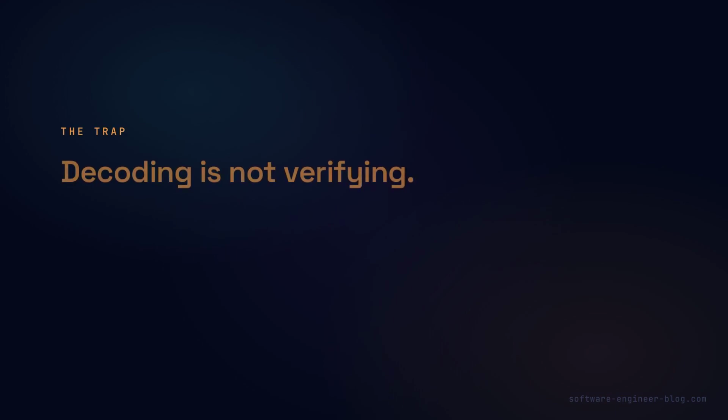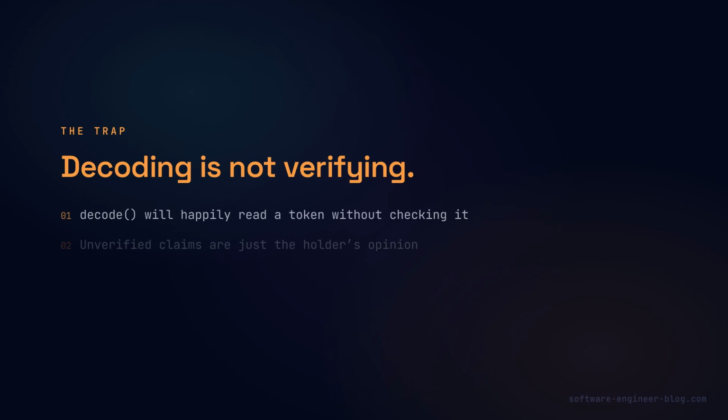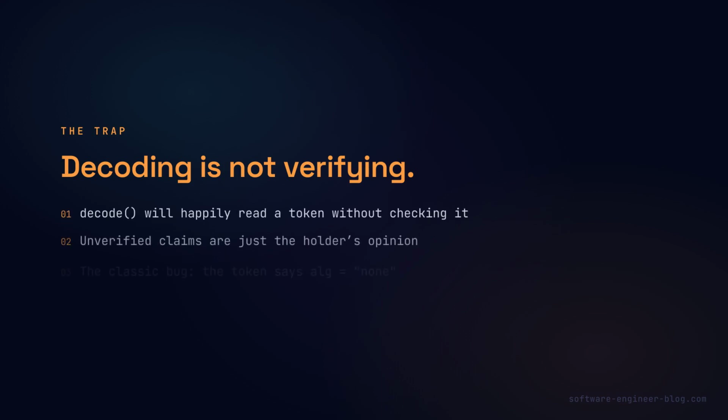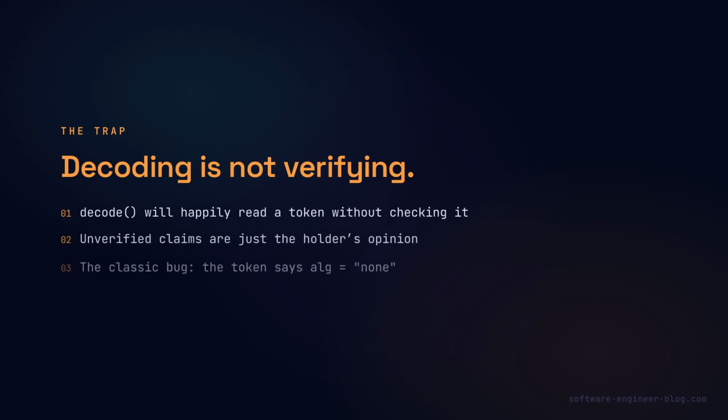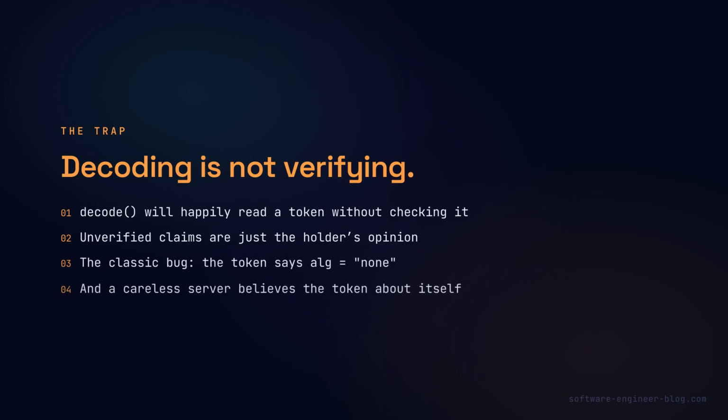And that is exactly where people get hurt, because reading a token and trusting a token are two different operations, and the library will happily do the first one for you without complaining. If you decode without verifying, you are letting whoever holds the token tell you who they are. There is a famous version of this bug. The token itself claims, "My signing algorithm is none," and a careless server believes it.